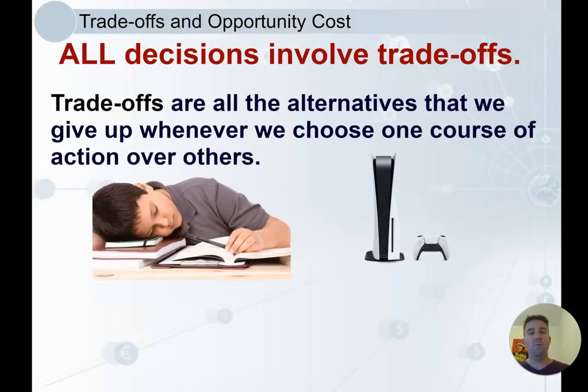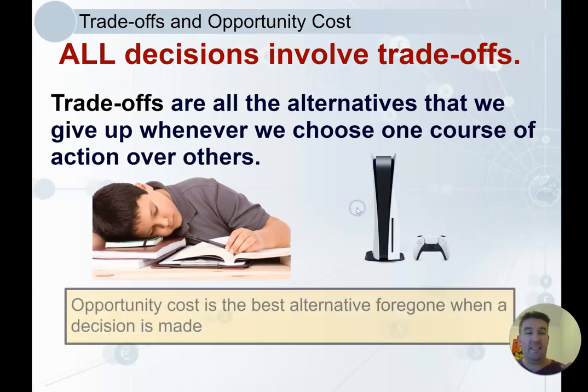Okay, before we get to the model itself, we're just going to discuss a couple of core principles. So all decisions involve trade-offs. Trade-offs are what we give up when we decide to do something. So we could be studying, and if we're studying, we're giving up gaming, for example, or talking to our family, whatever. It could be anything. And this concept is crucial for the course. We're going to be talking about it most of the course. Opportunity cost. That is the best alternative that we forego when we make a decision.